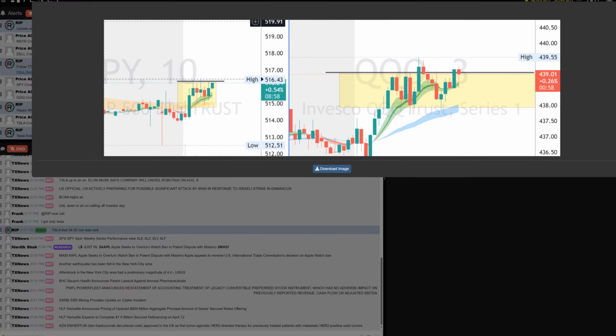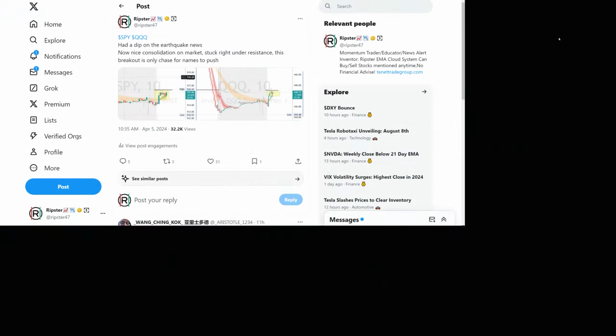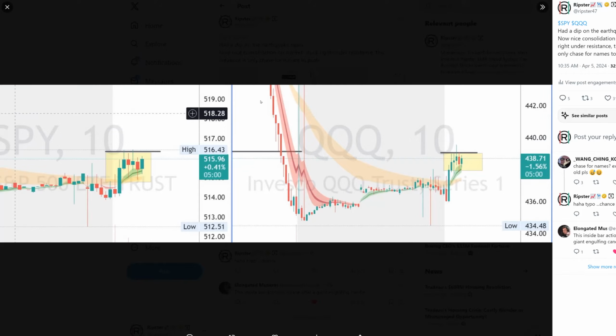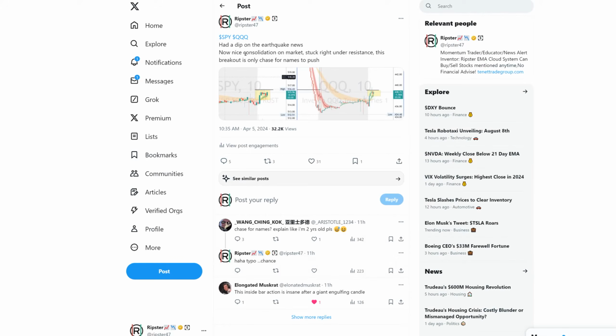But if I go to that, let's see if I can show you that. One sec here. Okay. So there was that earthquake news, that's why we had a dip, right? But we were in this consolidation phase, consolidation, breakout. So I tweeted about it.